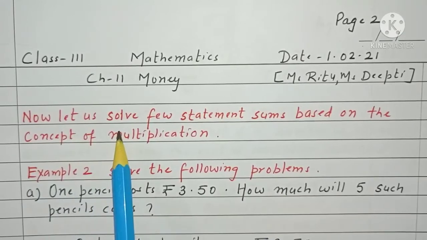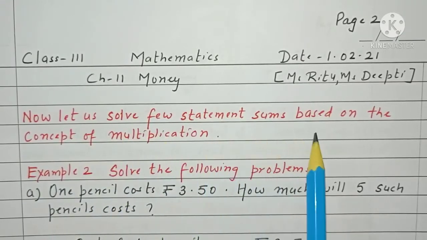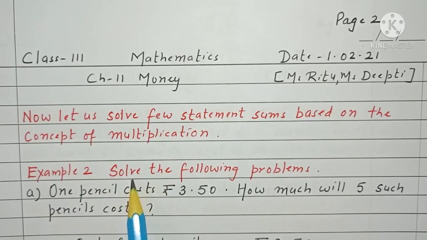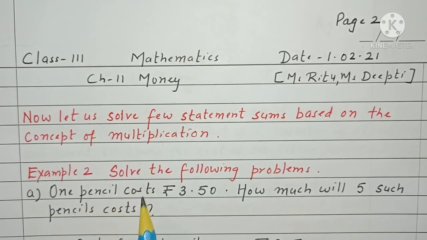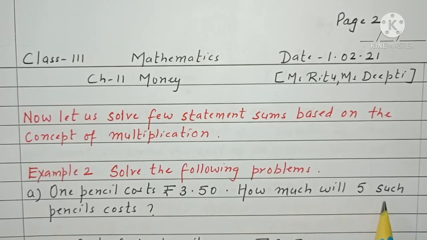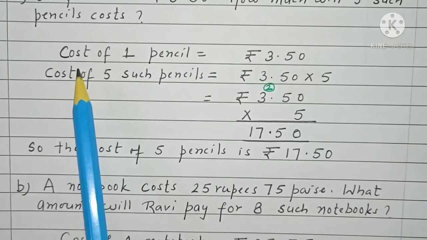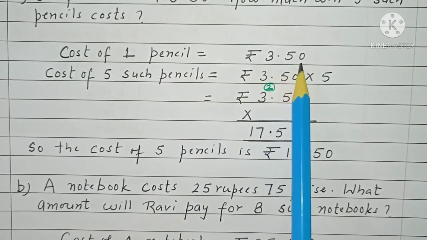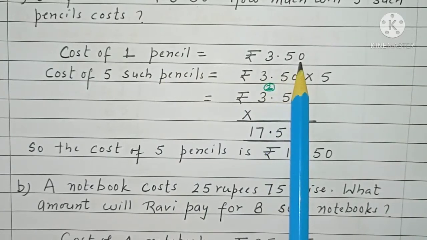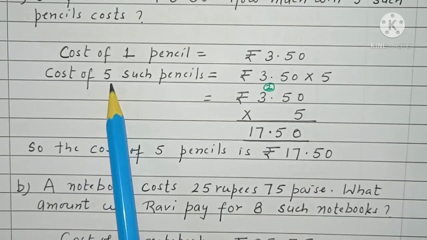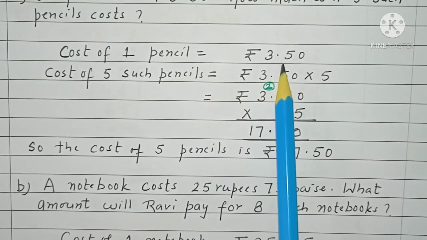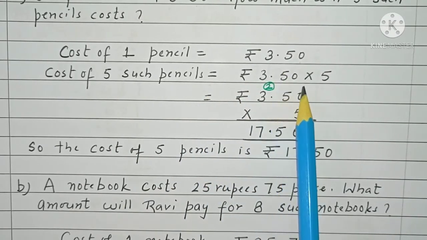Now, let us solve a few statement sums based on the concept of multiplication. The example is, one pencil costs rupees 3.50. How much will 5 such pencils cost? Cost of one pencil is rupees 3.50. Now, we need to calculate the cost of 5 such pencils. So, what is the method? The method is to multiply the given cost of one pencil by 5.